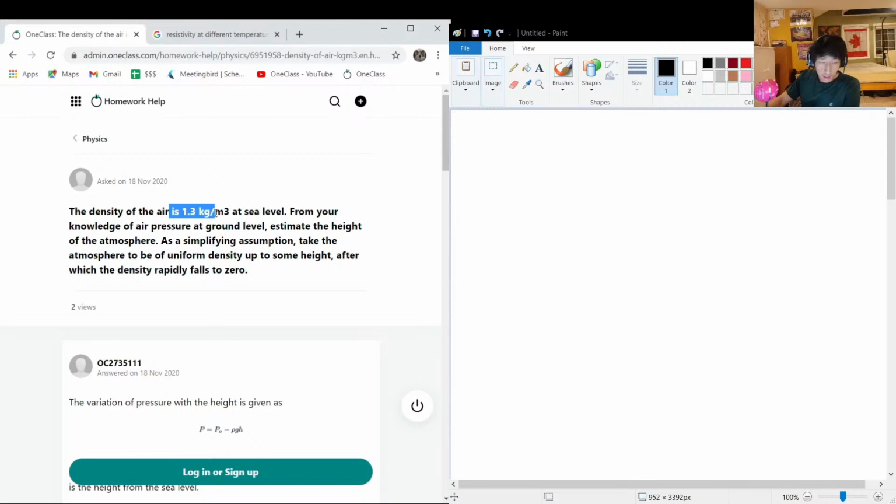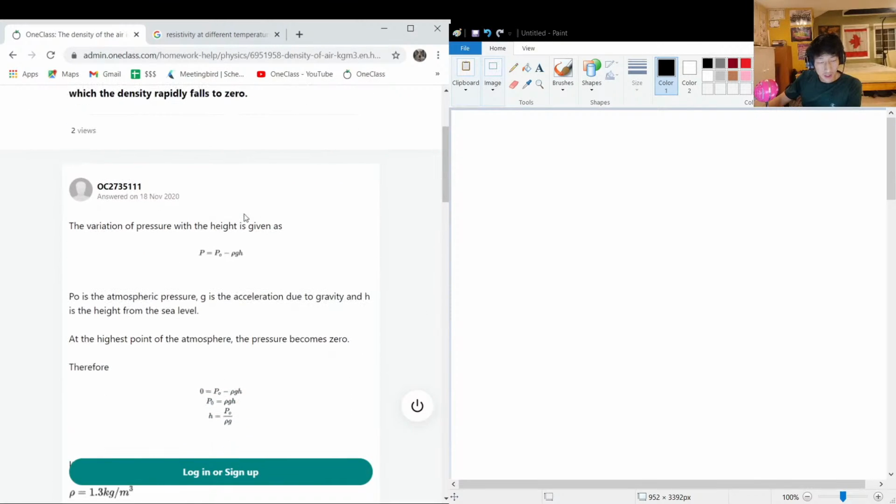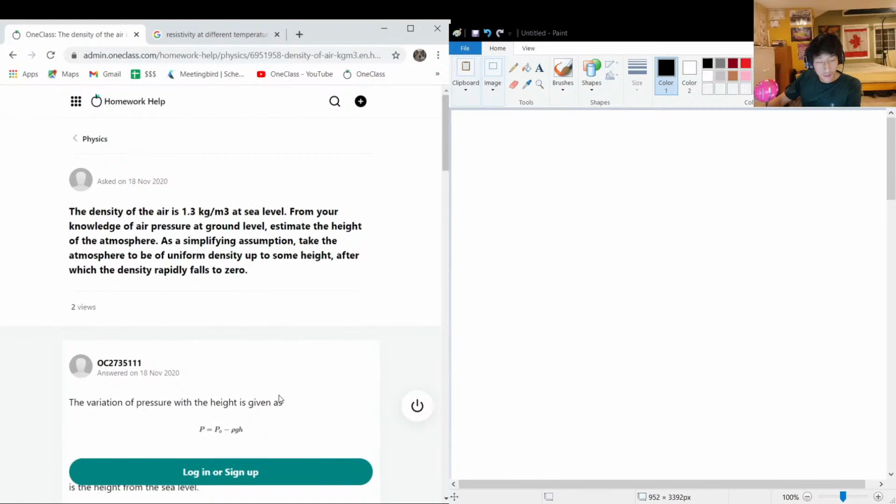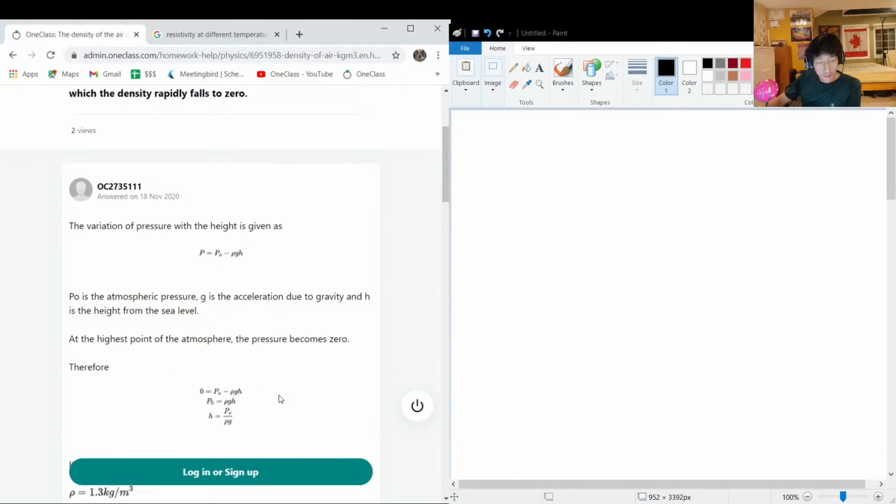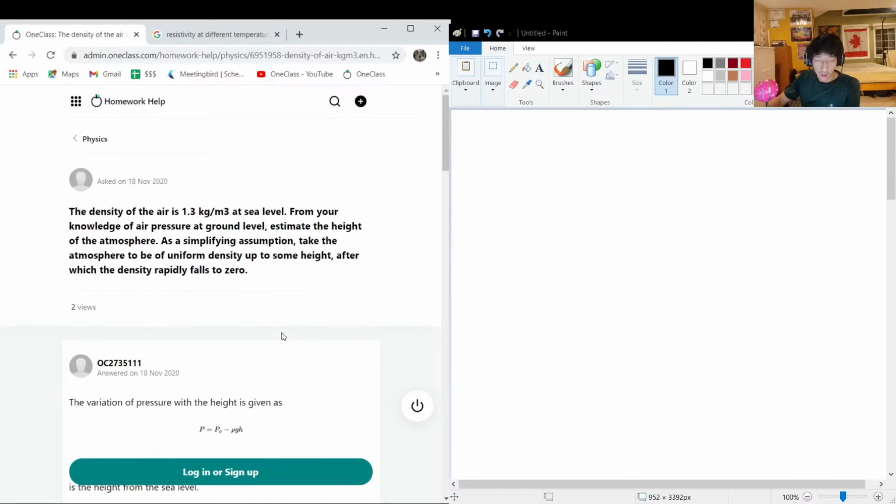Okay, so the density at sea level, let's call that D for density. Wait a minute, I don't even use the density. So, okay, the equation that we were using here is the variation of pressure with height is given as this.